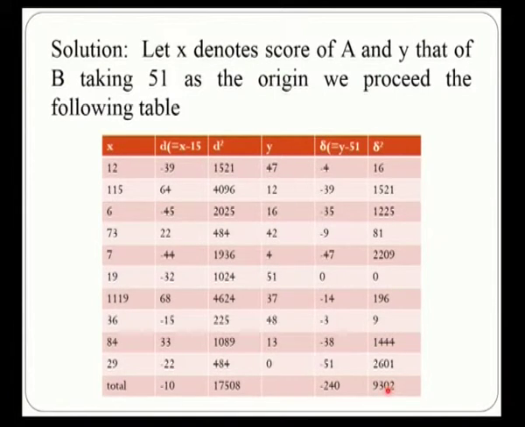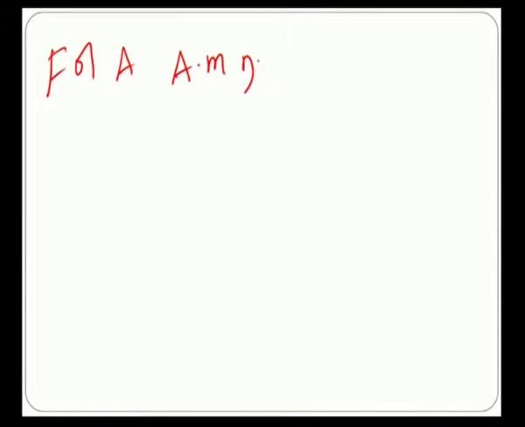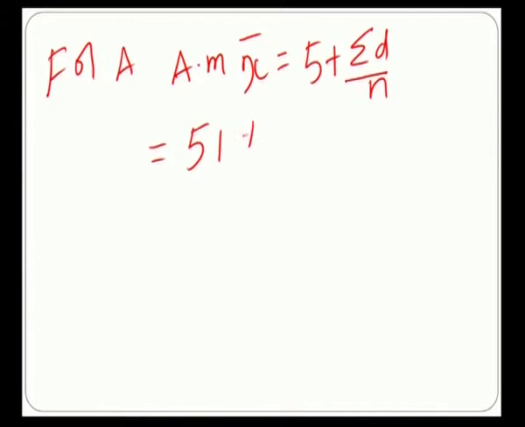By knowing the value of standard deviation and variance, we can predict this batsman is the better scorer and this batsman is more consistent, like this. For batsman A, the arithmetic mean x bar is equal to 51 plus summation of D over n, which is equal to 51 plus 10 over 10, which is equal to 50. So, for batsman A, the arithmetic mean is 50.